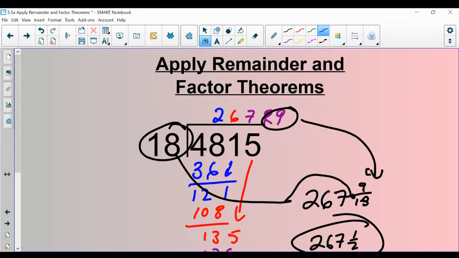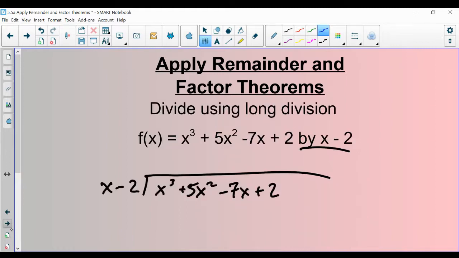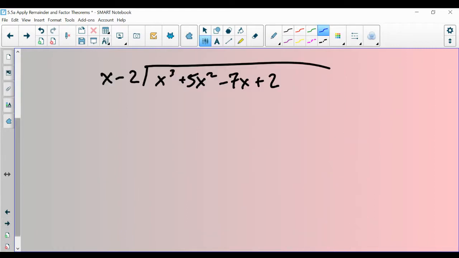Before we asked the question, how many times does 18 go into 48? Now we're going to ask, essentially, how many times does x go into x cubed? I like to ask that question in a slightly different way, and this is going to be part of your quotient, part of your answer: what times x is x to the third? Hopefully you would say x squared, and I'm going to write that right above the x squared here. That helps with aligning everything. So I get x squared.